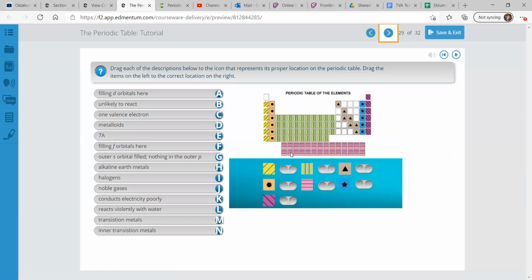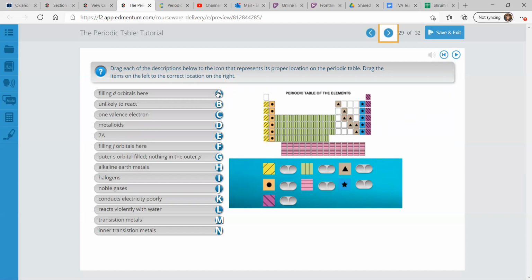So we're gonna drag each of the descriptions below to the icon that represents its proper location on the periodic table. Drag the items on the left to the correct location on the right. So look at these. This corresponds to group 1, group 2, metalloids, halogens, and noble gases.